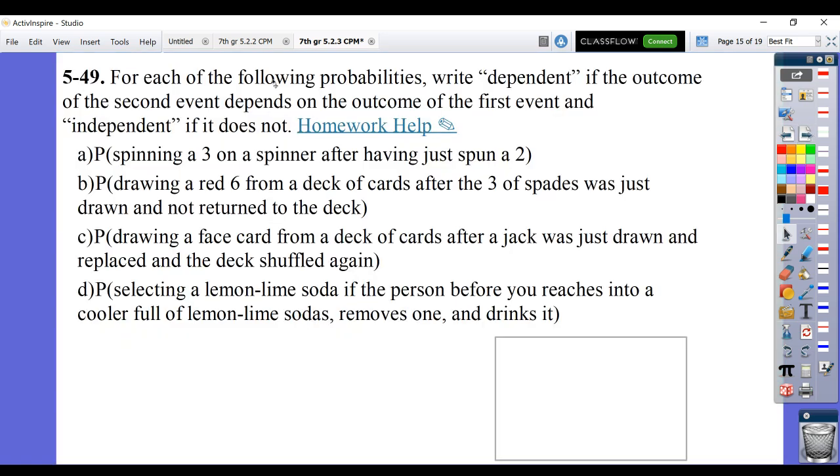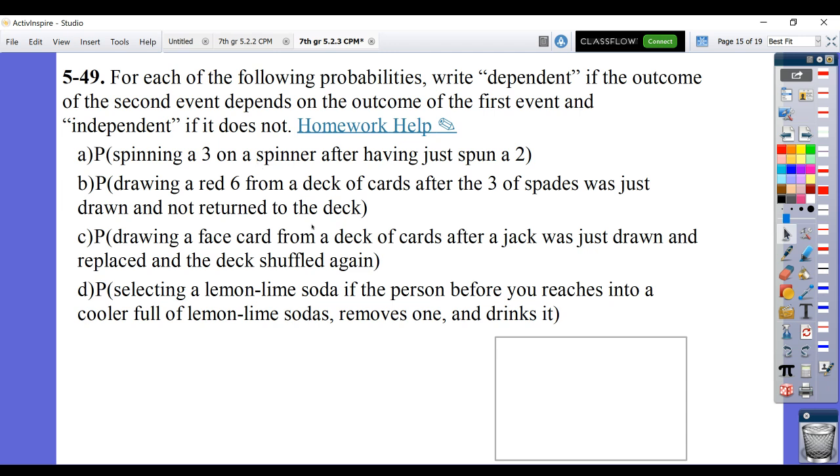So for 549, they want you to decide if it's dependent or independent. And then again, we're looking at the same concept. Dependent if the outcome of the second event depends on the outcome of the first, and independent if it does not. So what's the probability of spinning a 3 on a spinner after having just spun a 2? What you want to think about is, has the spinner changed? If the spinner has not changed, the probability of spinning is a fresh start every time you do it. So we'd consider that an independent event.